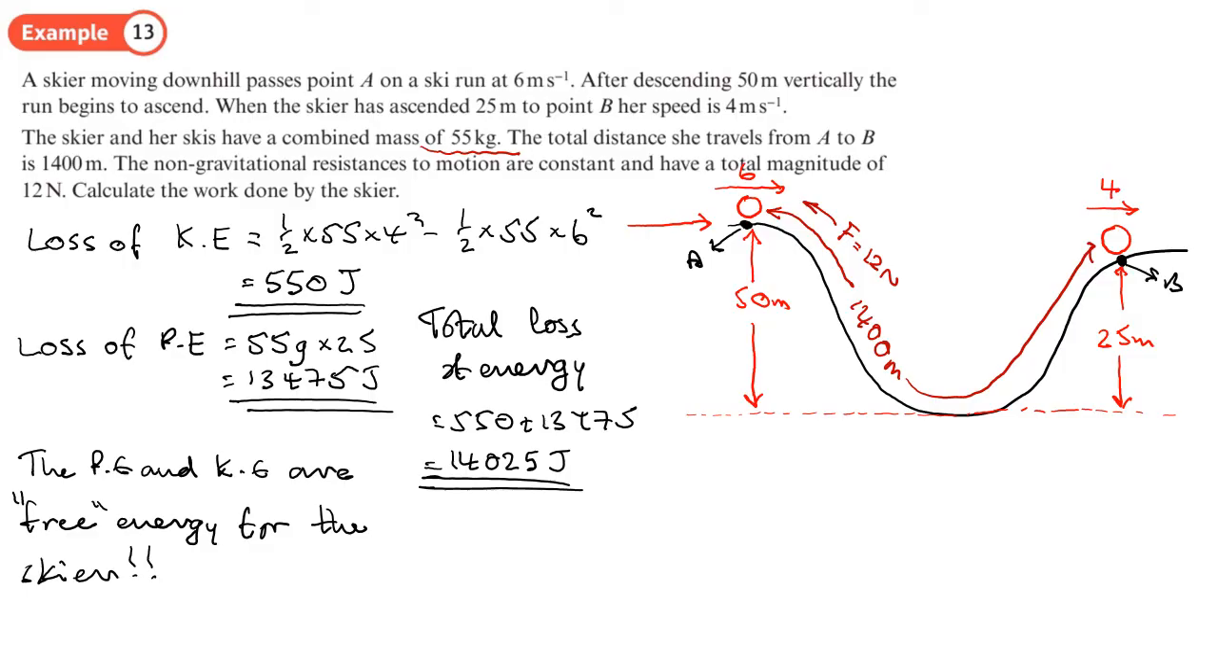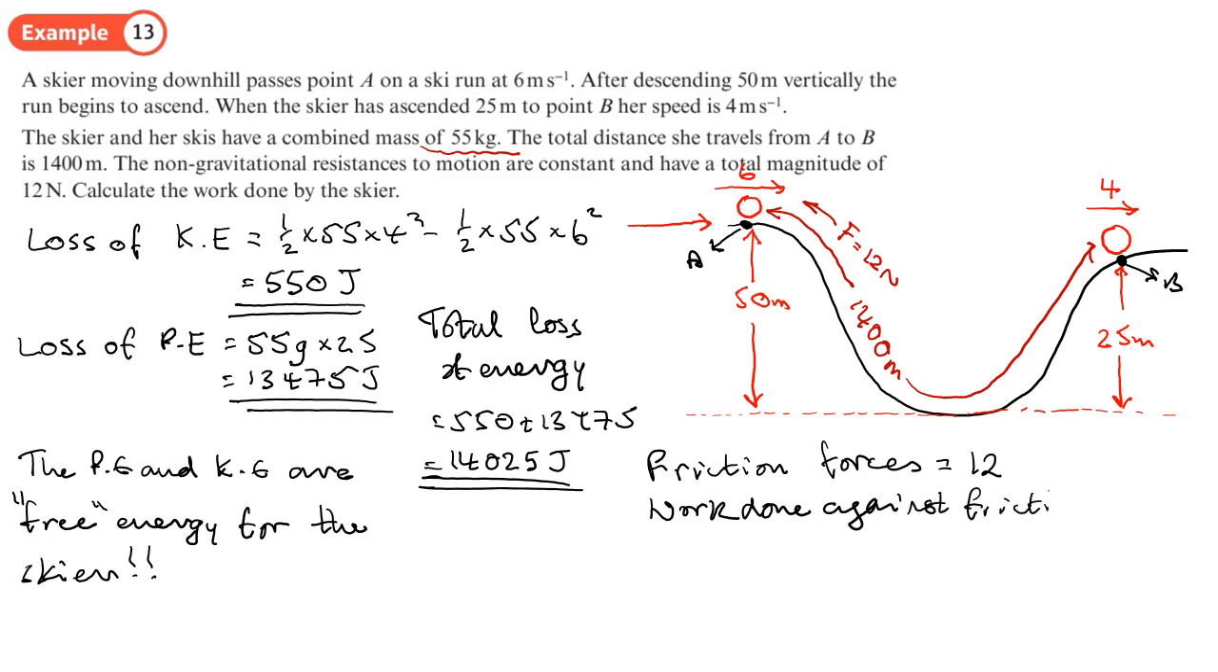So the frictional force, let's do this over here. Frictional force is 12. Okay, the work done against friction therefore is going to be 12 times 1400. Remember, work done is force times distance, so 12 times 1400 gives us 16,800. Right, 16,800.